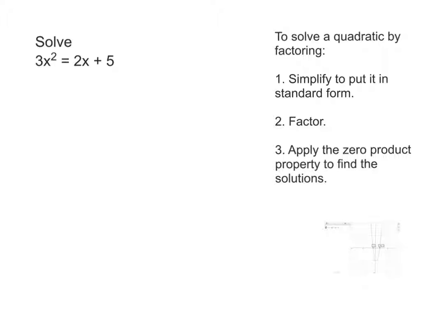Which really just means I'm going to put everything on one side of the equation and leave 0 on the other. This is going to become 3x squared minus 2x minus 5 equals 0. That's the standard form, equals 0. And the reason we want to do that is so that we can apply that zero product property. If we can take the part on the left, the 3x squared minus 2x minus 5, and put it in factored form, then we'll be able to say that those 2 factors could be equal to 0. So the first step is put it in standard form, or make it equal to 0.